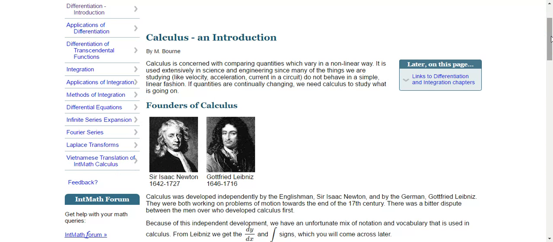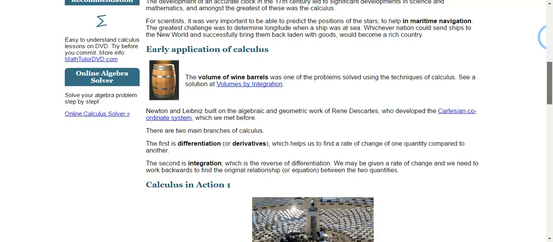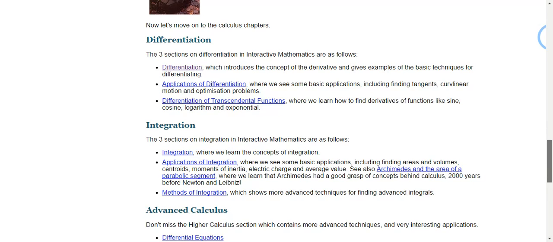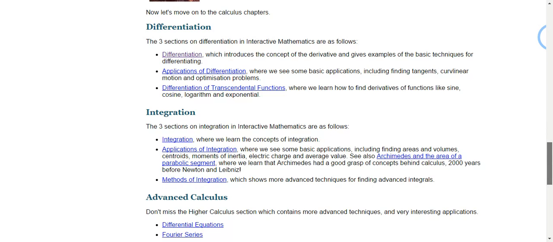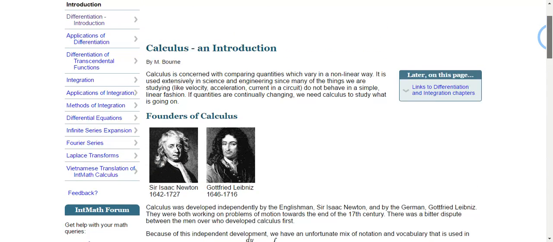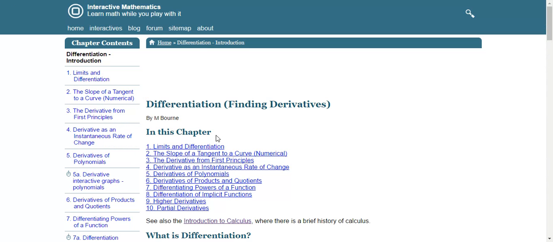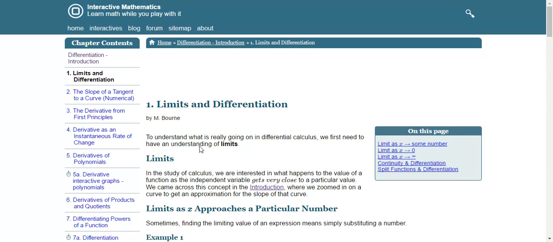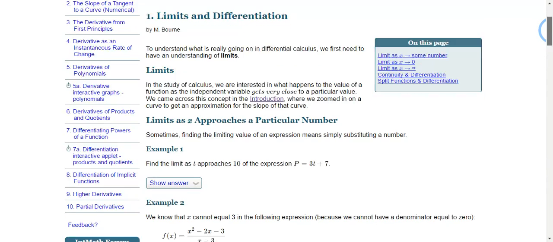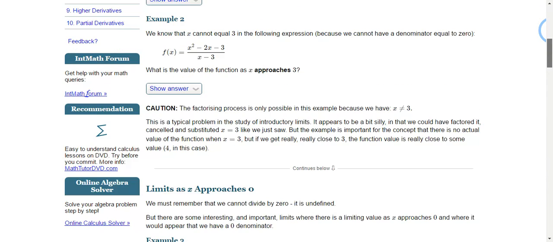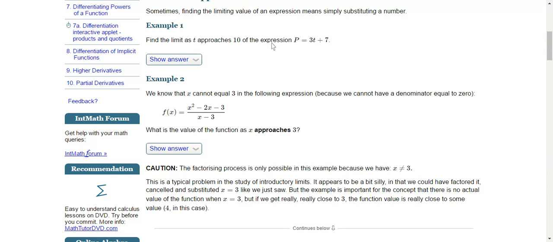It also has some interesting facts about it, early application of calculus, and some different ways that it's been used. It also gives some good definitions. So we go back up, and let's say I want to go to differentiation introduction. I can start with limits and differentiation, which limits are the foundation. We really don't want to miss this. Or this could even be used as just some extra stuff.